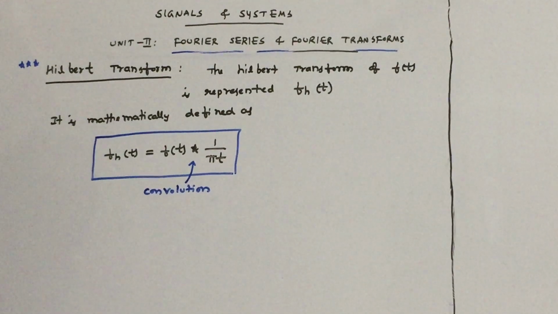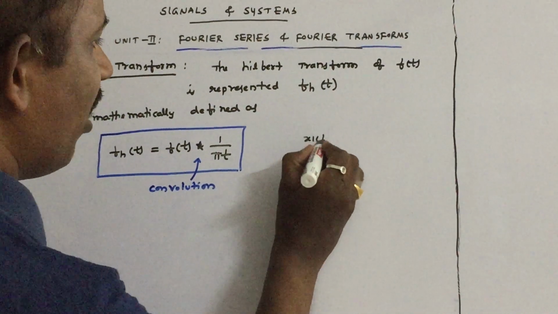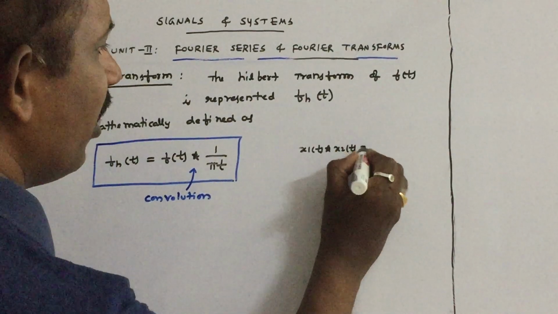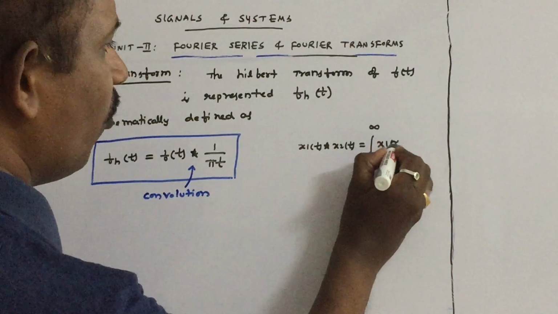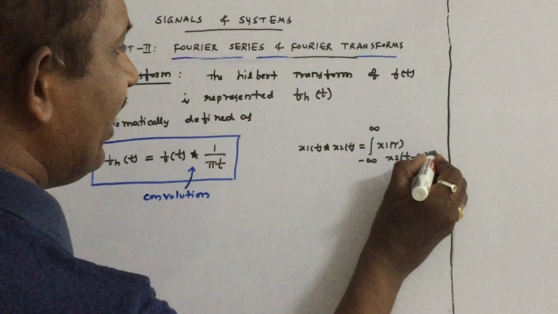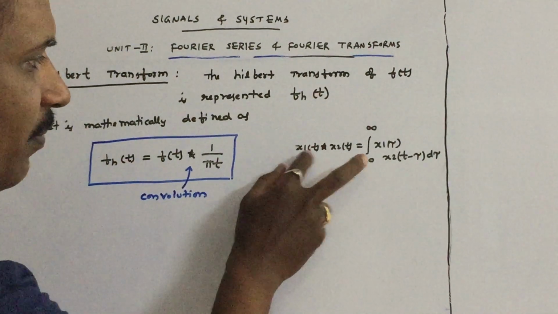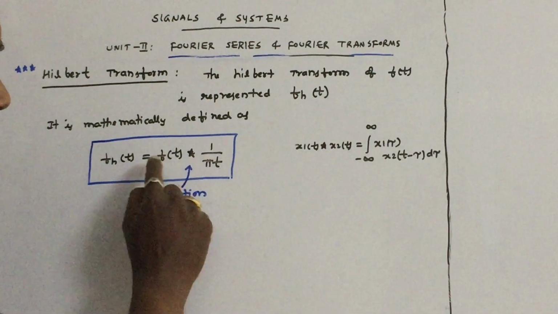Now, as you know, what is the convolution of two signals? For example, x1 of t convolved with x2 of t. What is the formula? Integral from minus infinity to infinity of x1 of tau into x2 of t minus tau d tau. So this is a very important formula of the signals and system subject. So therefore, apply this formula here.